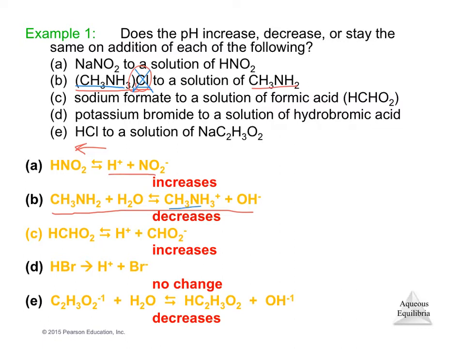We're going to be adding that to the product side. So we're going to have too much on the product side. So equilibrium, again, is going to shift to the left. But now we're dealing with OH minus. So now we're using up OH minus.